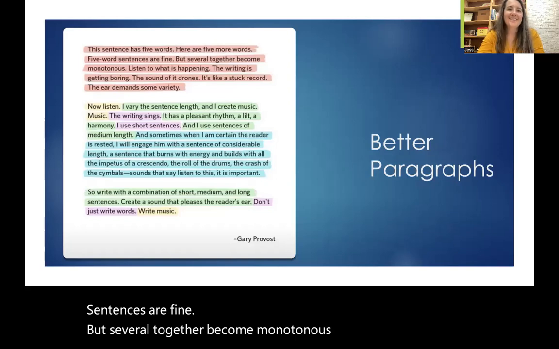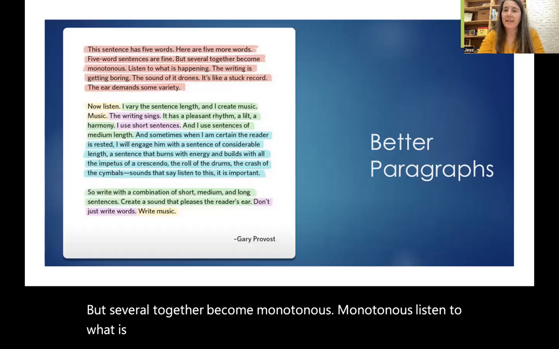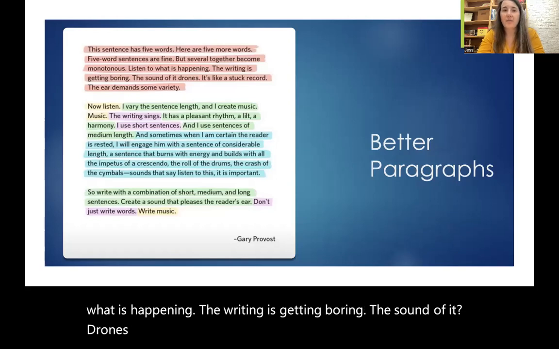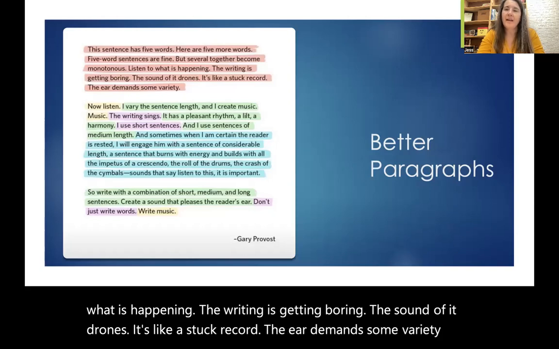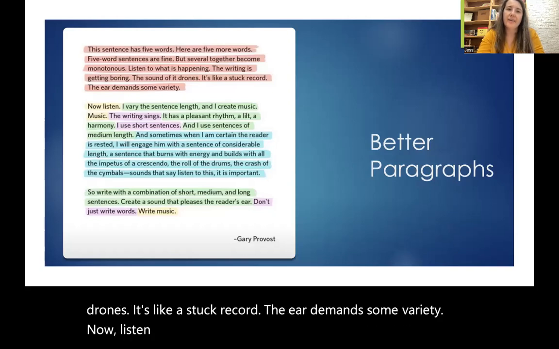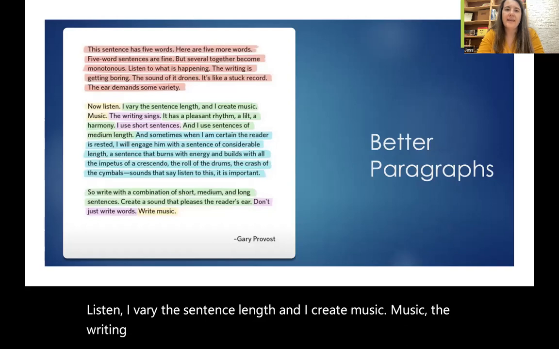Monotonous. Listen to what is happening. The writing is getting boring. The sound of it drones. It's like a stuck record. The ear demands some variety. Now listen. I vary the sentence length and I create music. Music. The writing sings. It has a pleasant rhythm, a lilt, a harmony.